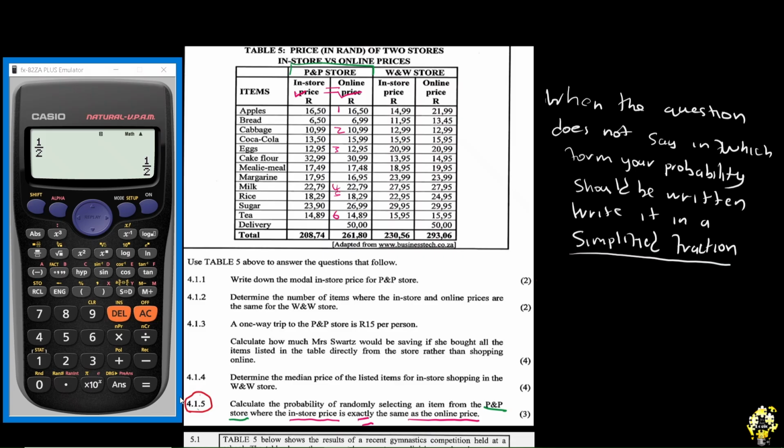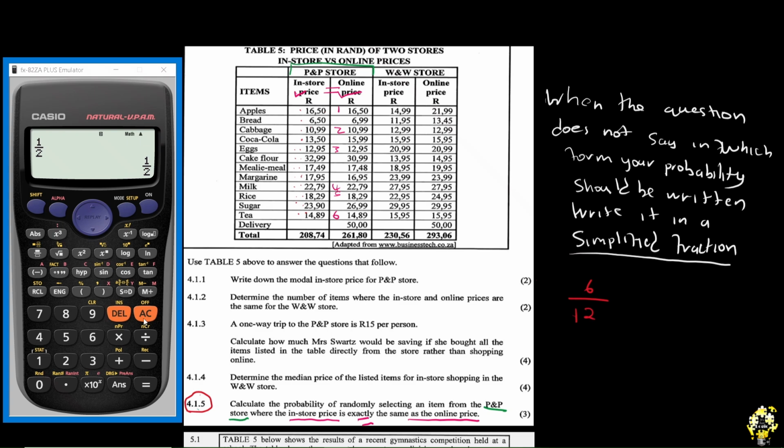So, now, we already know that what is probable, what is possible, what is favorable, it's 6 outcomes, where the store price and the online price are the same. But how many are they in total? Well, we have 1, 2, 3, 4, 5, 6, 7, 8, 9, 10, 11, 12. Yes, we have 12. You cannot include number 13. The reason is simple. It's a delivery. If you're buying in store, there would not be a delivery. So you cannot include the online one. So we have 12. So it's 6 over 12.